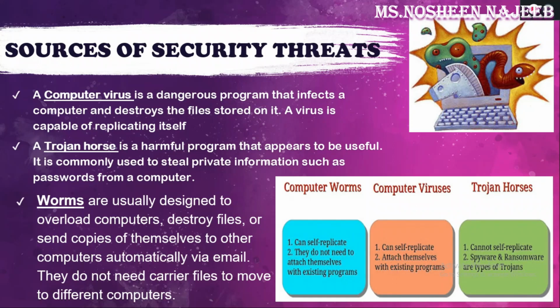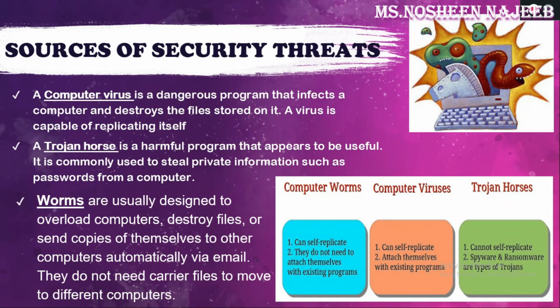The next one you have is worms. Worms are usually designed to overload computers, destroy files, or send copies of themselves to other computers automatically via email. They do not need carrier files to move to the different computers, जैसे कि ट्रोजन हॉर्स और नॉर्मल जो वायरसेस हैं उनको कैरियर फाइल्स रिक्वायर्ड होती हैं जिनके साथ वो अटैच होकर ट्रैवल करते हैं, जबकि वॉर्म्स को ऐसी कोई कैरियर फाइल रिक्वायर्ड नहीं होती.